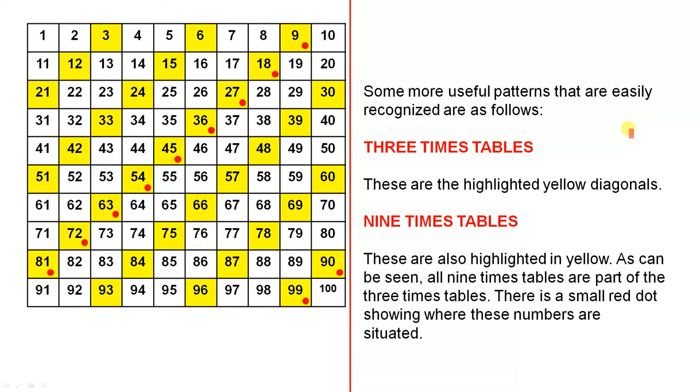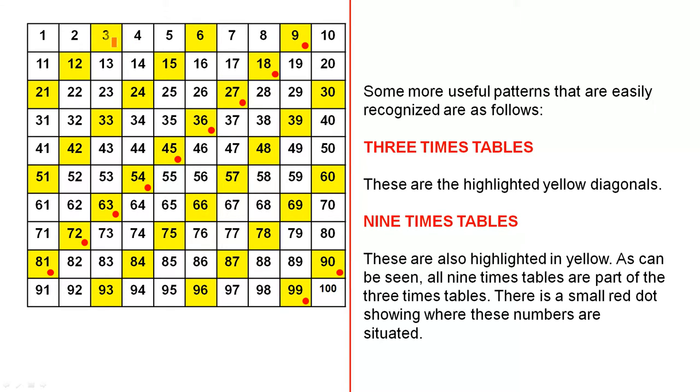Some more useful patterns that are easily recognized are as follows. The 3 times tables. These are the highlighted yellow diagonals. Now you can see the yellow diagonals here. See that there? All the way down there, that one, this one, and that one. And they are the 3 times tables.